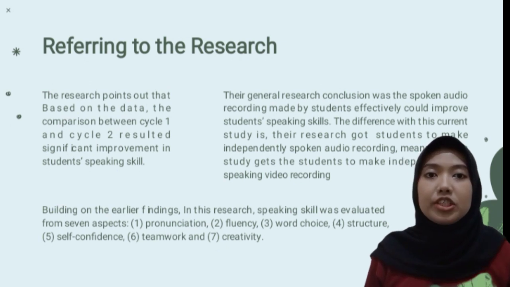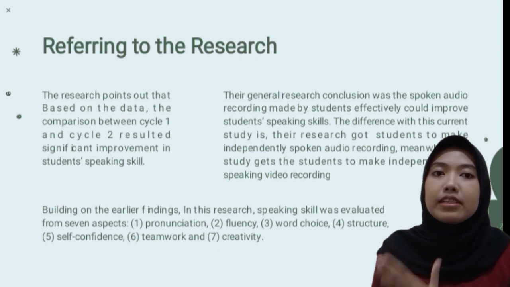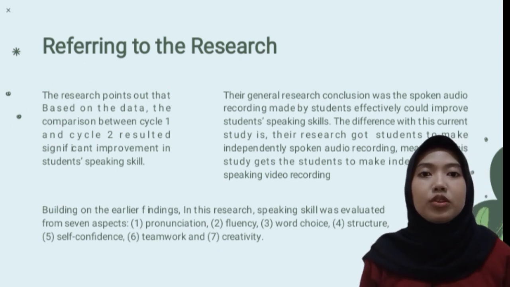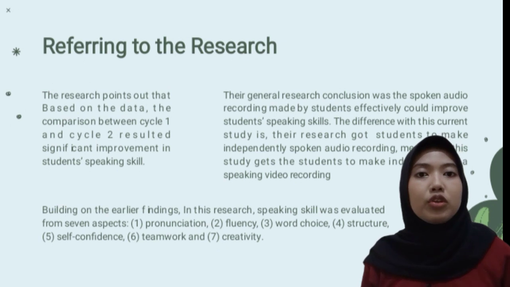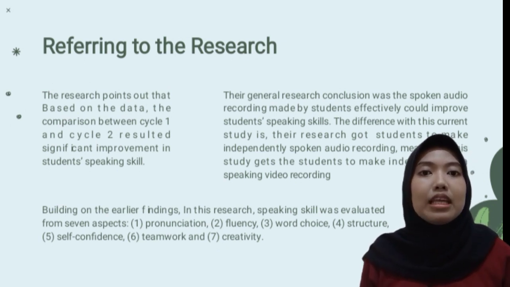The general research conclusion was that the spoken audio recording made by students effectively could improve student speaking skill. The difference with the current study is that their research got students to make independent spoken audio recordings. Meanwhile, this study gets the students to make an independent speaking video recording.